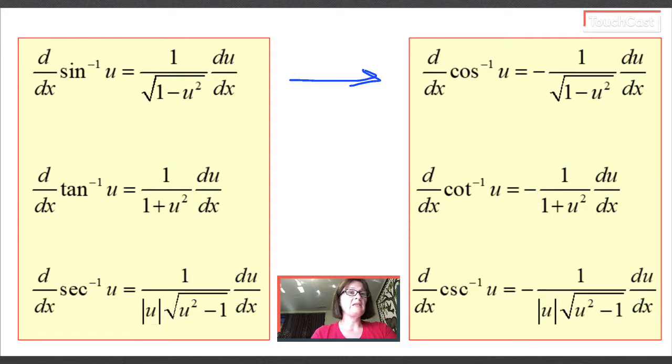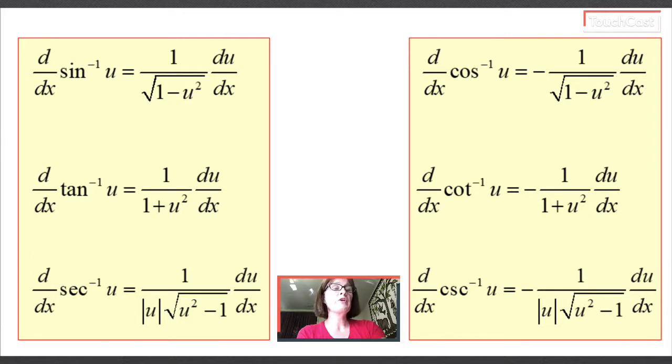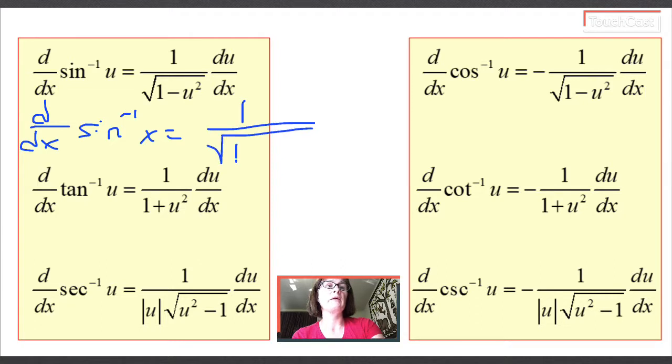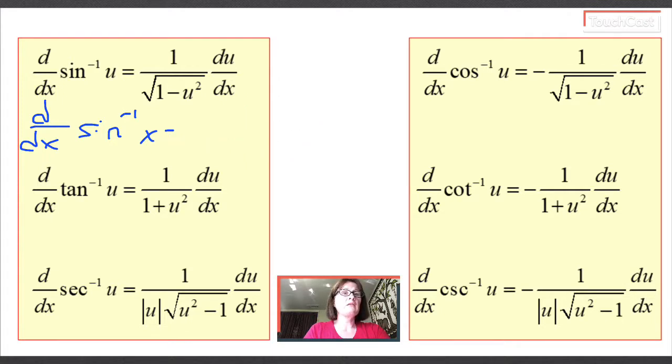And now let's talk about the fact that these formulas have u's in them. If I had shown you this list before you had learned about the chain rule, I would have told you something like this. The derivative with respect to x of inverse sine of x is 1 over square root of 1 minus x squared, and we would have been done. But now we know that we can take derivatives of more complicated functions if we apply the chain rule. So what's really printed here for all 6 inverse trig functions, but I'll just explain it in terms of the inverse sine function.